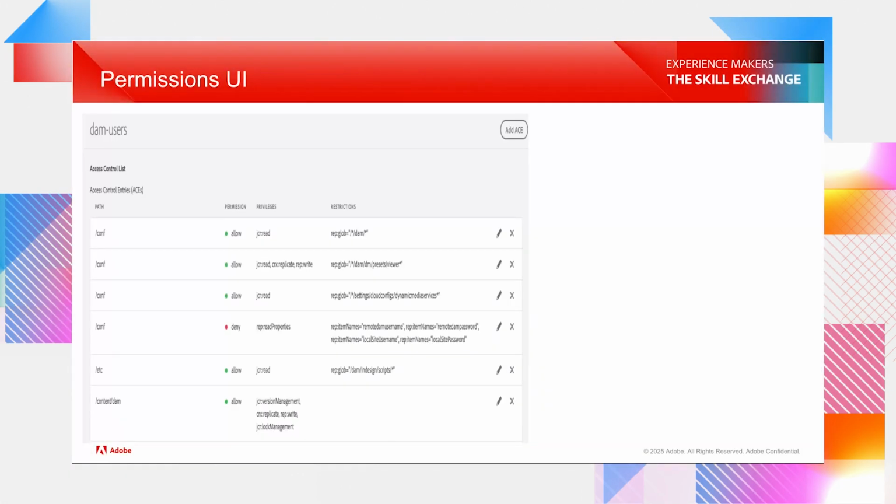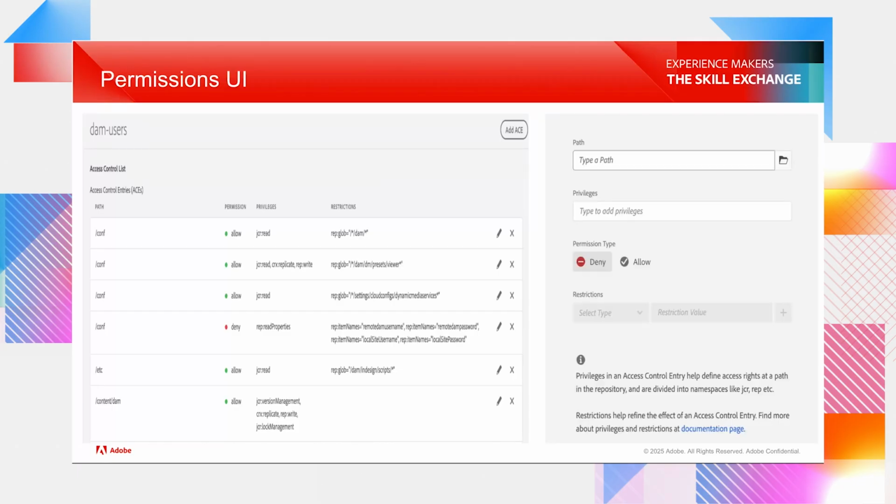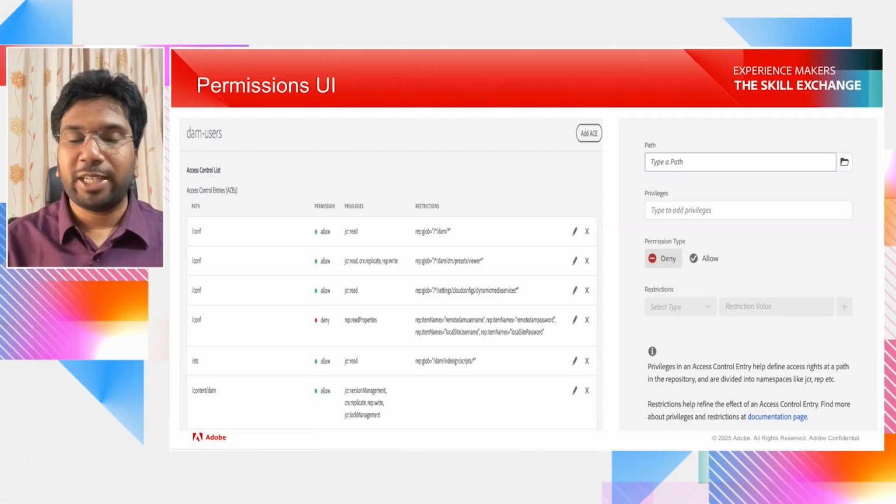Here is the UI for permissions I wanted to explain. For the group DAM users, you will see ACEs listed here. And on the right side, you can add a new path and provide the privileges like jcr:read, etc. And the type is also whether it's allow or deny.